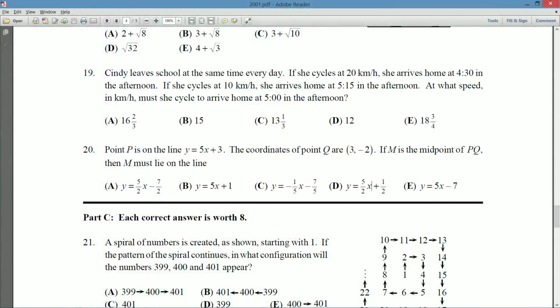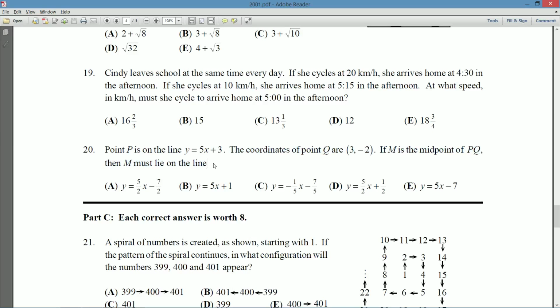Alright, so point P is on the line y equals 5x plus 3. The coordinates of point Q are 3, negative 2. Are those on this line? It doesn't look like Q is on the line; just substituting 3 in here, we should get 18. Okay. If M is the midpoint of PQ, then M must lie on the line. Interesting.